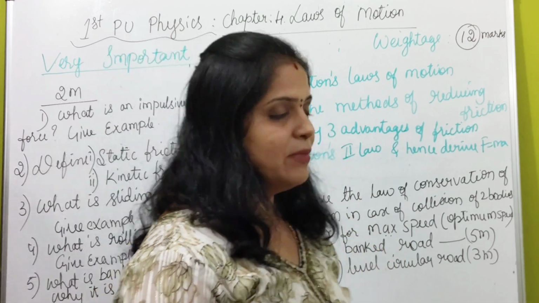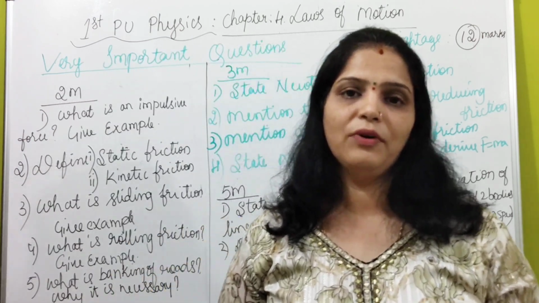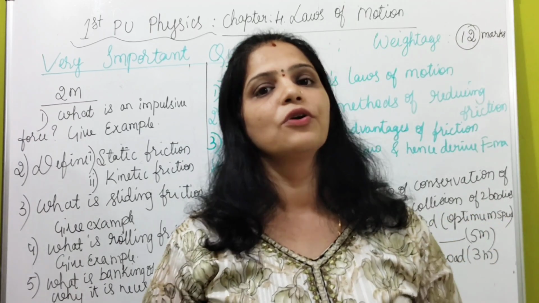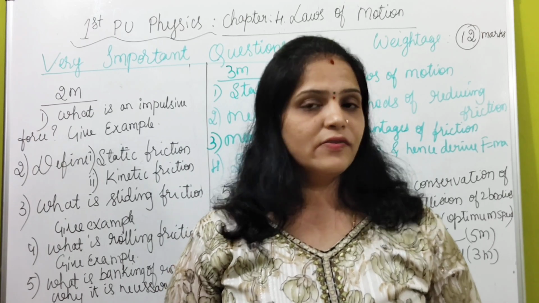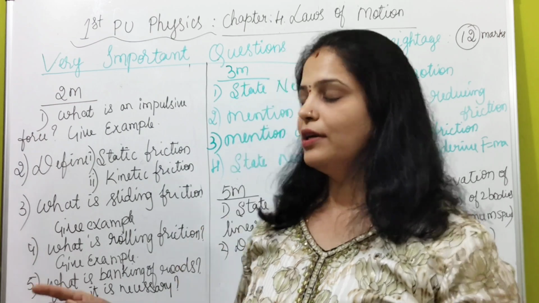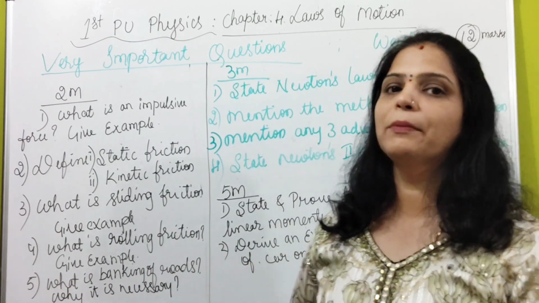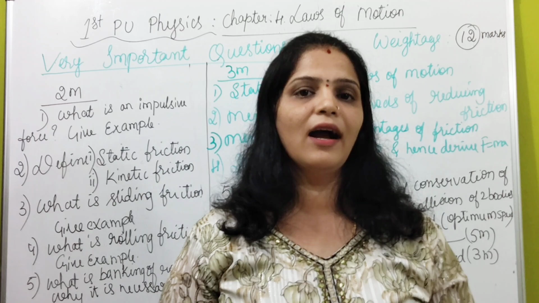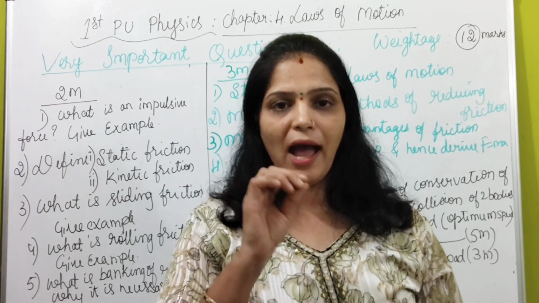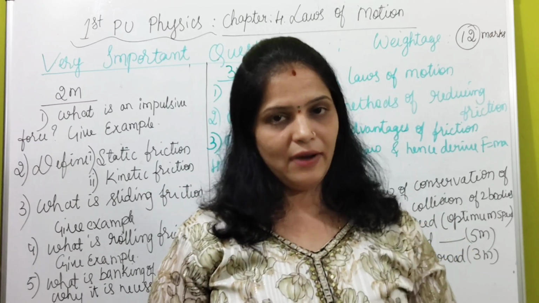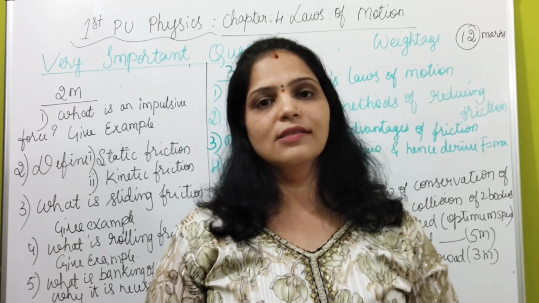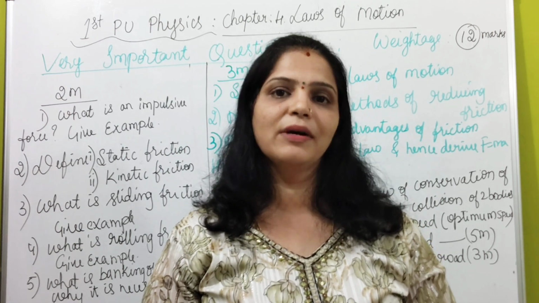Next, 5 marks questions. There are only 2 5 marks questions. One is: state and prove the law of conservation of linear momentum in case of collision of 2 bodies. That is a very important question. Most of the time this question will be asked. Another important one is: derive the expression for optimum speed or maximum speed of a car on a banked circular road. If the banked circular road is asked, it will be asked for 5 marks, or if the level circular road is asked, it is for 3 marks. So these are the important questions for 2 marks, 3 marks and 5 marks.